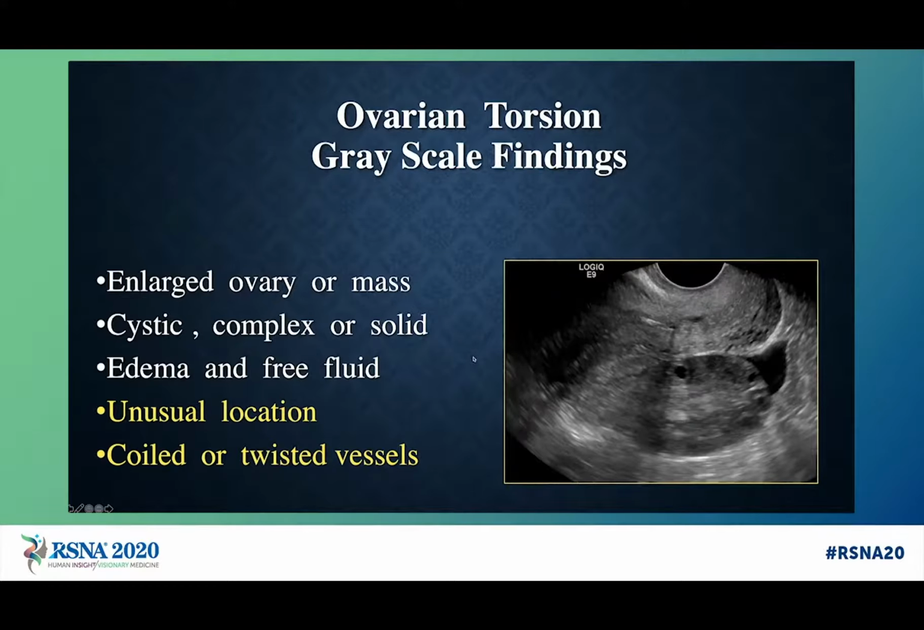So we look for a cystic, complex, or solid mass to represent the abnormal ovary. And we look for the ovary in an unusual location. In addition, we want to look for a coiled or twisted vascular pedicle, which will allow us to be definitive to make the diagnosis of ovarian torsion.